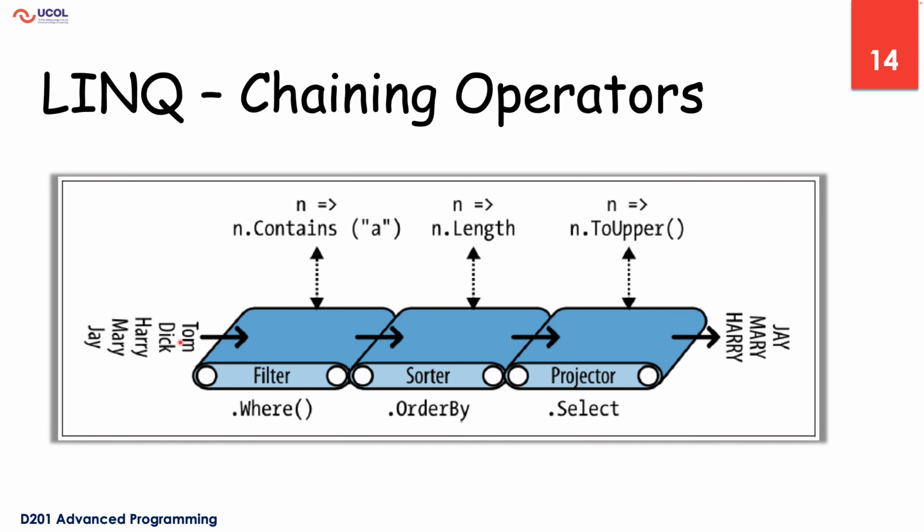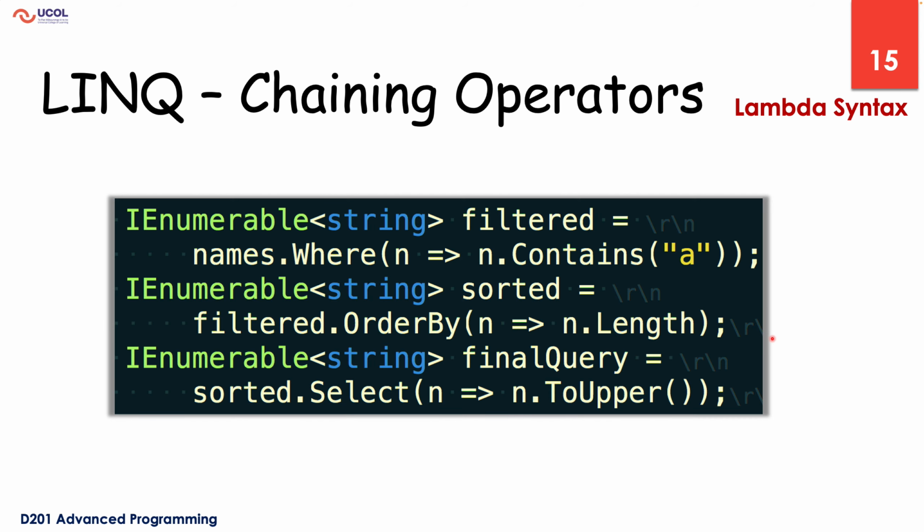So we have the input sequence, then we apply a filter using the where clause, then we apply sorting based on the orderable clause, and then we have the project, where we apply certain specific processing on all the filtered and sorted data, and we convert them to upper, and at the end we get the output of that particular sequence. So we can also do them in a separate way, like filtered equals n dot contains A, so we say finish. And now we are applying a specific clause, which is filtering, that is the where clause, on the names.